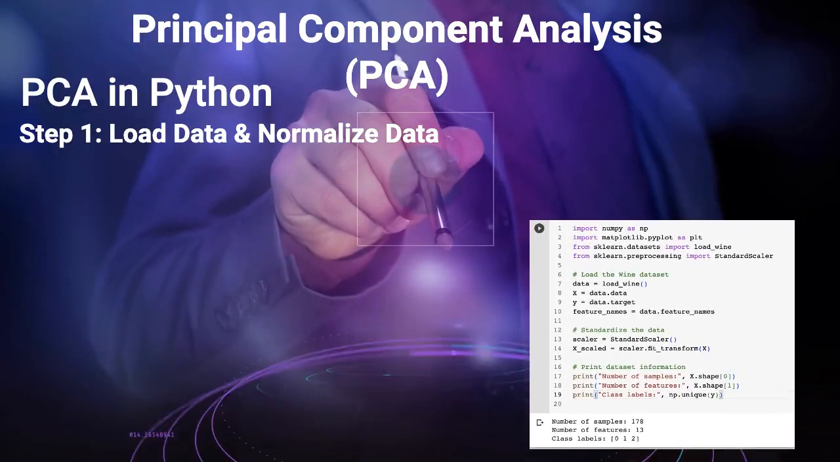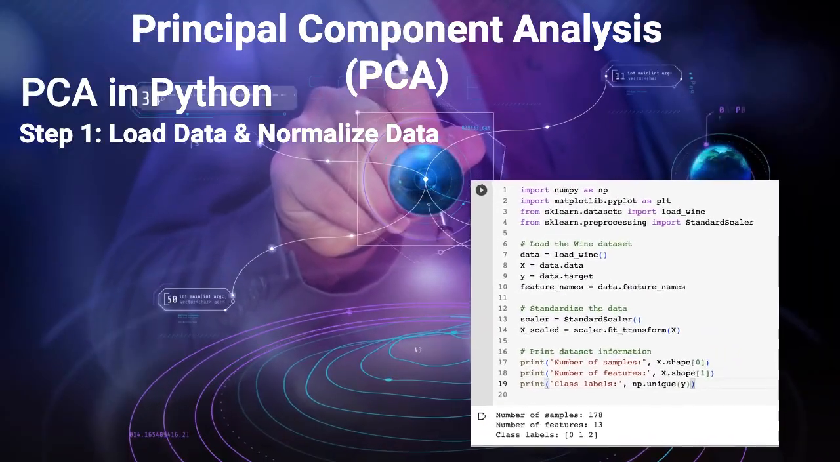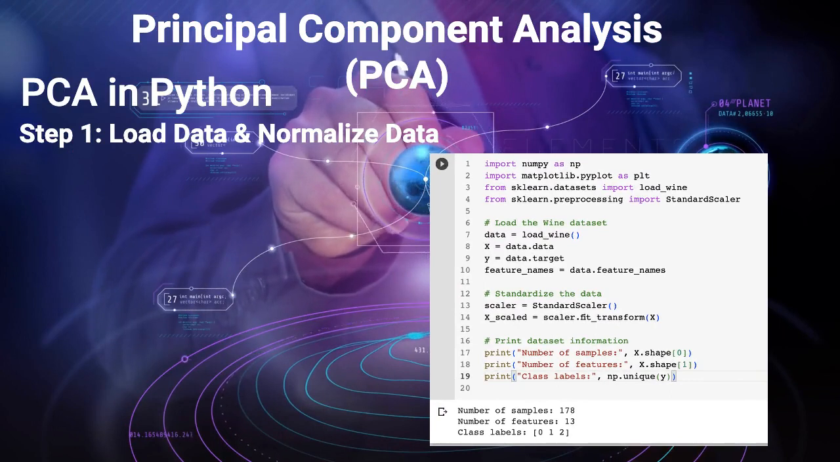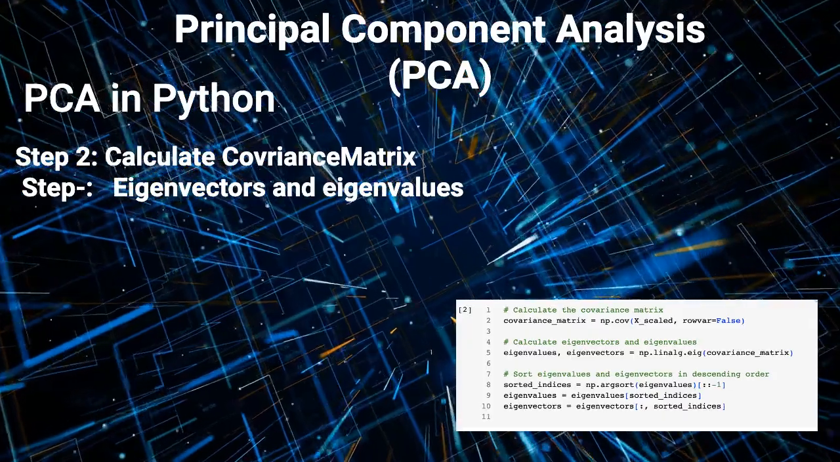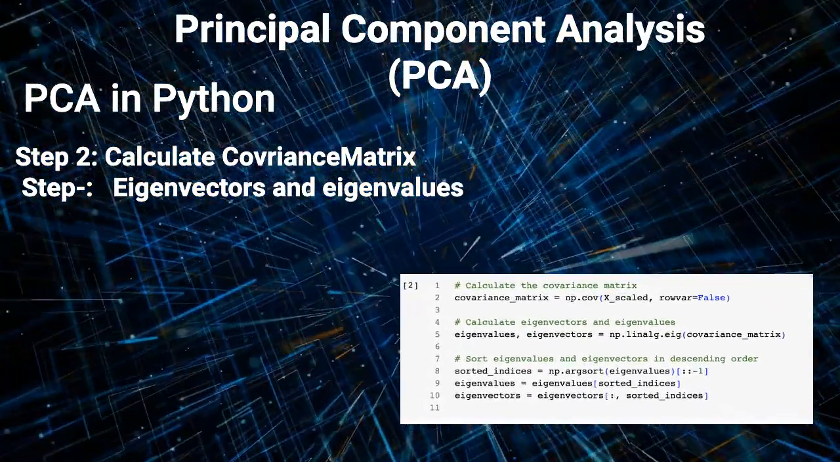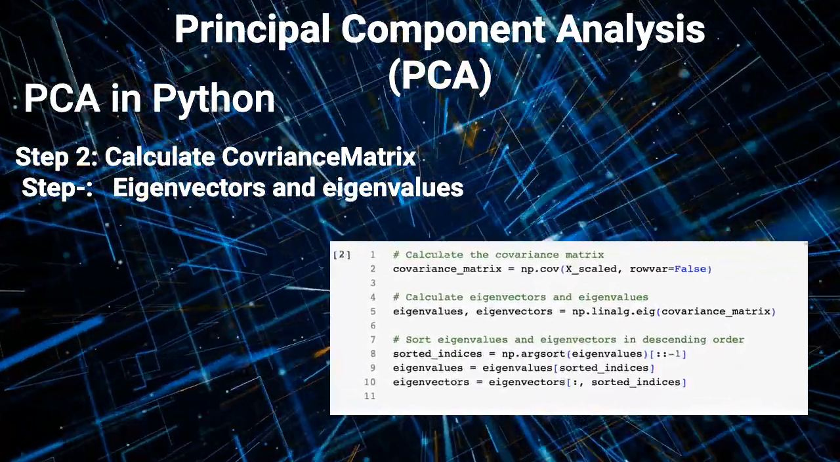Now we illustrate PCA in Python. We start by importing packages and loading data. We will also normalize the data. Then after calculating the covariance matrix, we will calculate eigenvalues and eigenvectors.